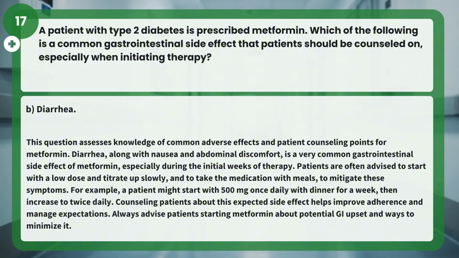This question assesses knowledge of common adverse effects and patient counseling points for metformin. Diarrhea, along with nausea and abdominal discomfort, is a very common gastrointestinal side effect of metformin, especially during the initial weeks of therapy. Patients are often advised to start with a low dose and titrate up slowly, and to take the medication with meals, to mitigate these symptoms. For example, a patient might start with 500 milligrams once daily with dinner for a week, then increase to twice daily. Counseling patients about this expected side effect helps improve adherence and manage expectations. Always advise patients starting metformin about potential GI upset and ways to minimize it.